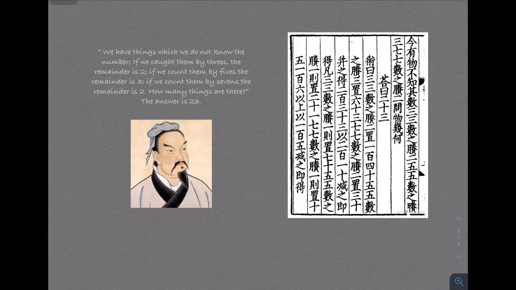Here is a picture of the Chinese remainder problem in the book of Sun Zi Suan Jing. There is a number of things we do not know the number of. If we count them by 3, the remainder is 2. If we count them by 5, the remainder is 3. If we count them by 7, the remainder is 2. So how many things are there? And Sun Zi answered 23. Later in the presentation, I'm going to tell you how Sun Zi found this and why this works in the whole system.